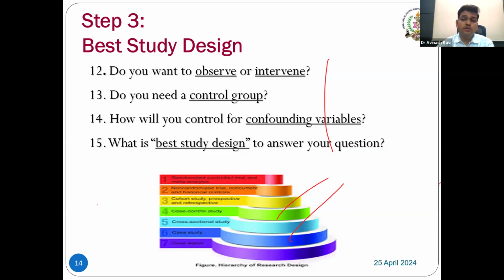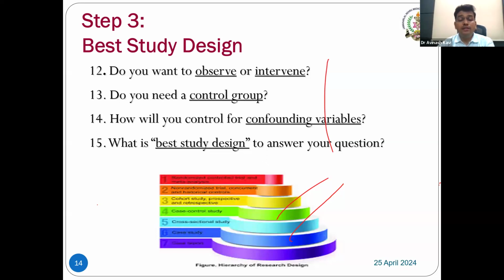That is most important, which will give a strong internal validity. The confounding factors, if we don't address them at the time of designing, are a problem. And what best study design answers the question that we have formulated? If you want to see what is the burden of a disease, what is the prevalence of a disease, of course we can go with the cross-sectional one. Otherwise, if you want to see the risk factors and how the risk factors are associated with the outcomes, we can go for analytical studies.